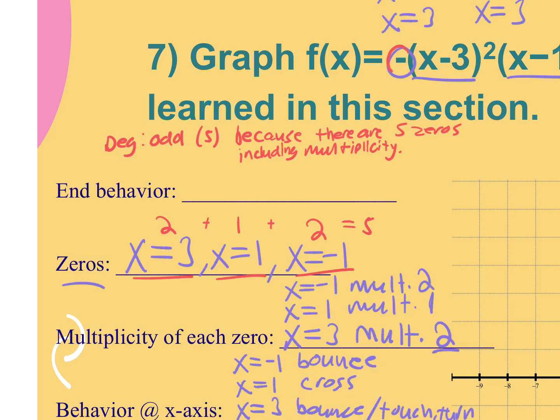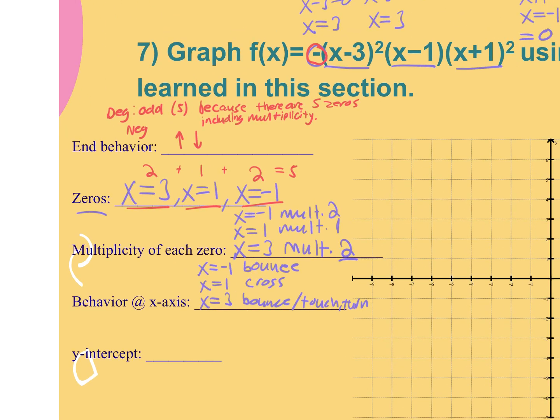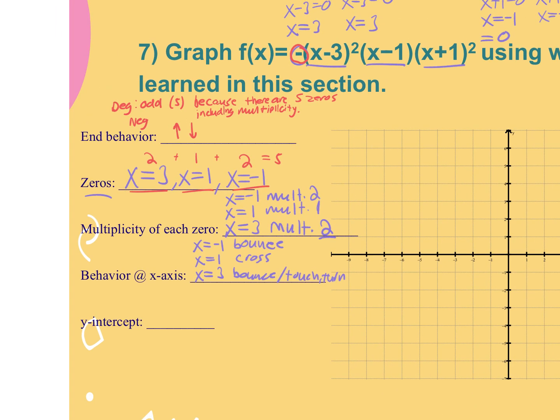And then we're also going to take into account that negative that was in front. That means the sign is negative. So this is an odd negative. That means it's going to start up and then end down. So it's going to be up and then down, our end behavior. So it shouldn't be super difficult. I didn't do a lot of work to find that, but you did have to think a little bit harder.